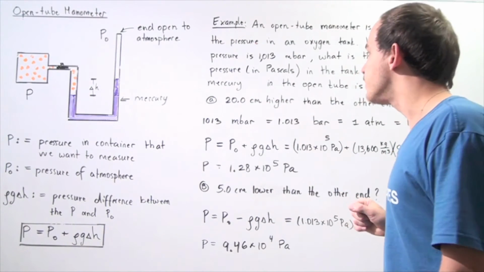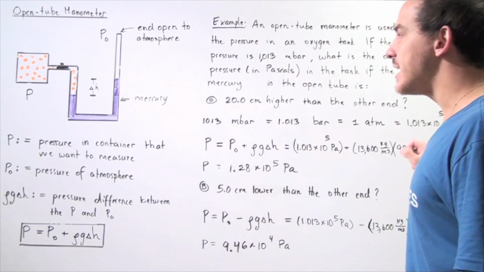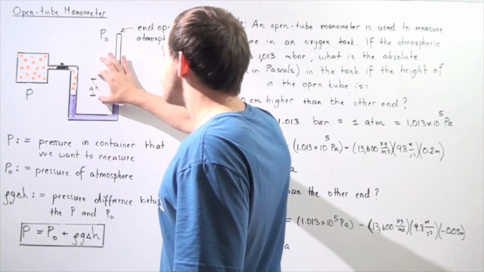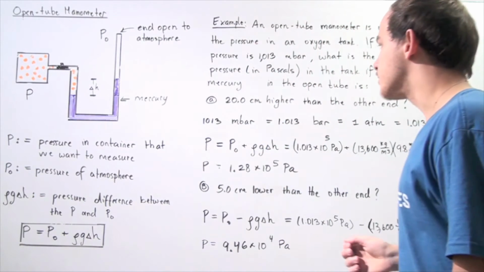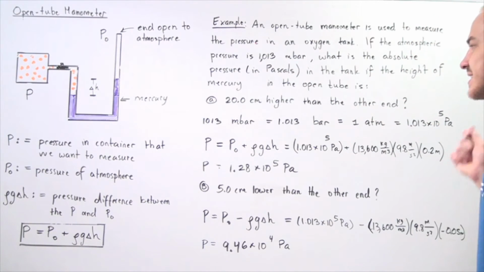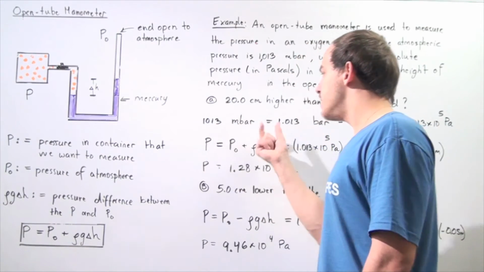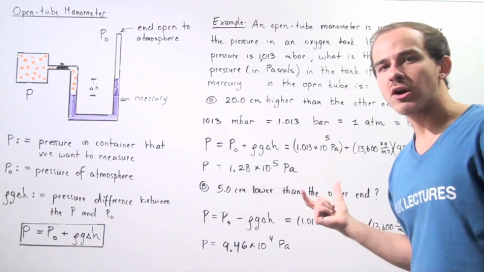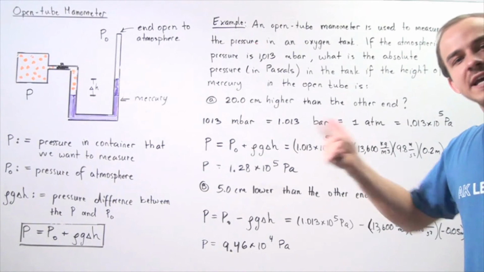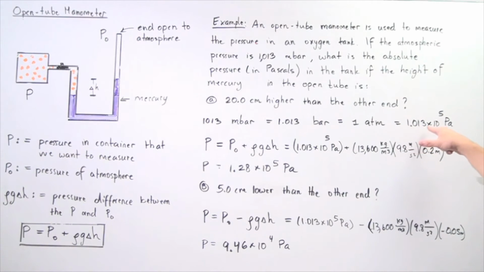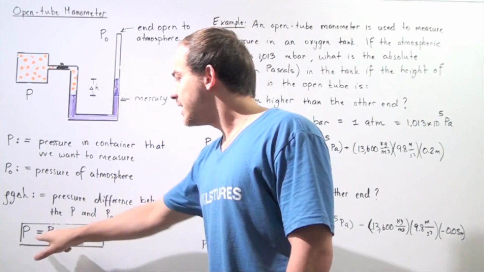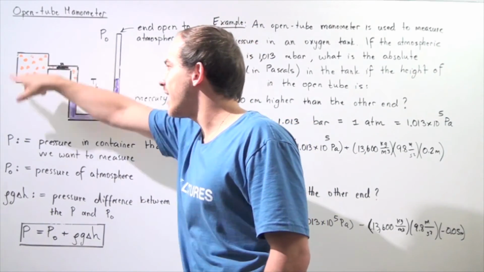So let's begin with A. So 20 centimeters higher at the other end simply means that this end is 20 centimeters higher than this end. So that means the change in H is simply 20 centimeters. So let's begin by converting 1013 millibars to pascals. So recall that 1013 millibars is simply 1.013 bars. And 1.013 bars is equal to 1 atmospheric pressure, which is in turn equal to 1.013 times 10 to the 5 pascals.